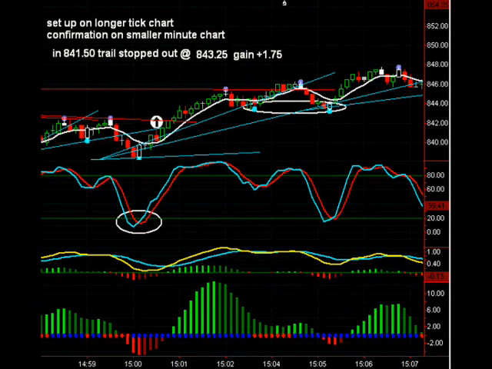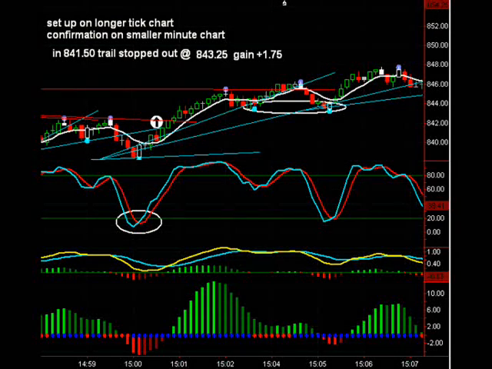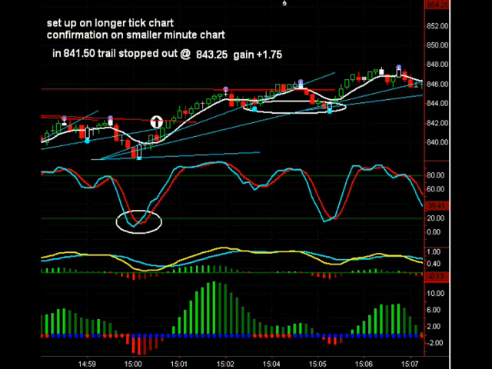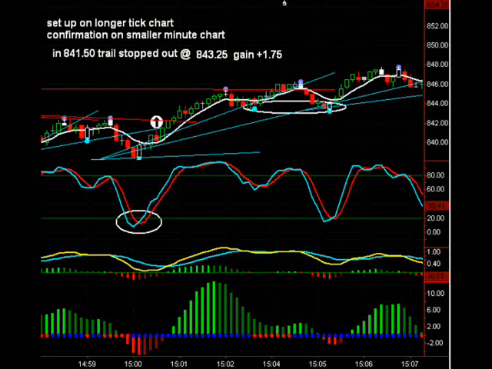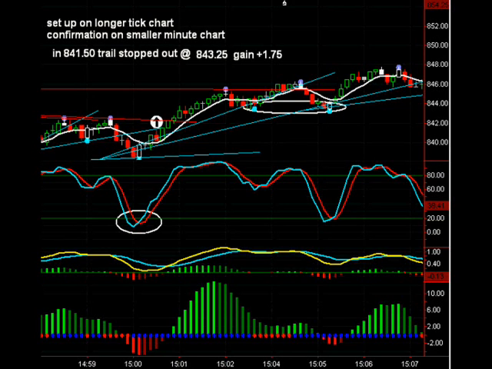This is a setup that occurred on the longer tick chart that I showed you previously. This was the third arrow, and we had confirmation on the smaller minute chart, and all three charts were in confirmation. So we don't have to wait for our scalp setup because we're taking entry off of the longer tick setup. So we got into 841.50, and if you use the trail stop method, trading one contract, you would have been stopped out at 843.25.